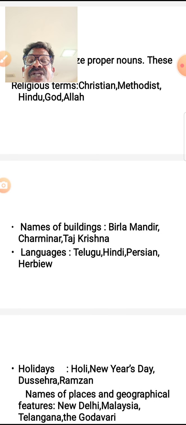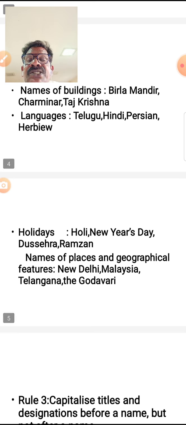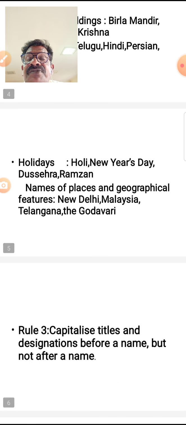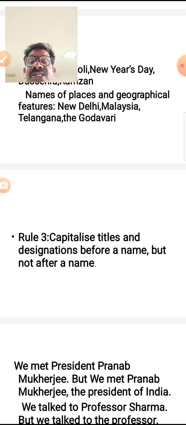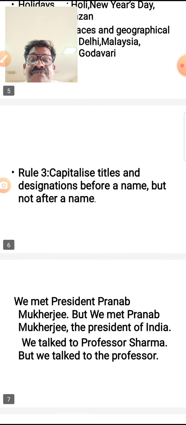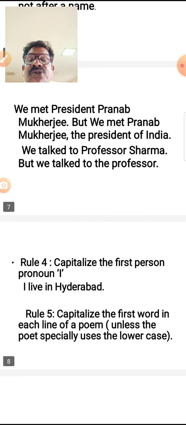like Birla Mandir, Charminar, Taj Krishna, languages like Telugu, Hindi, Persian, Hebrew, holidays like Holi, New Year, Dashera, Ramzan, and names of places and geographical features like New Delhi, Malaysia, Telangana, the Godavari. Rule number 3, capitalize titles and designations before a name but not after a name, right? And then next, rule number 4, capitalize the first person pronoun I, okay?